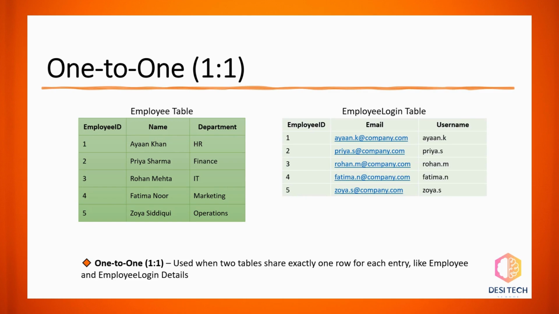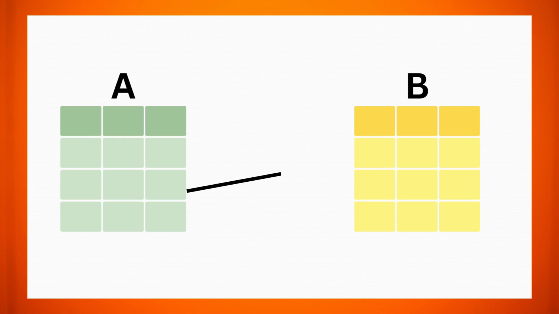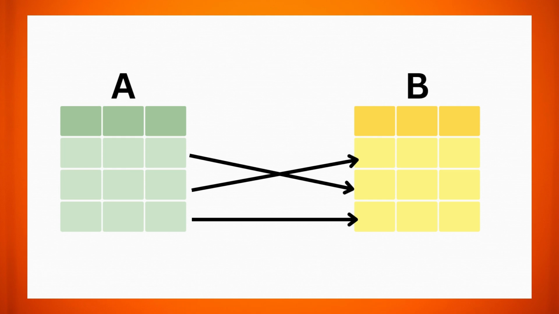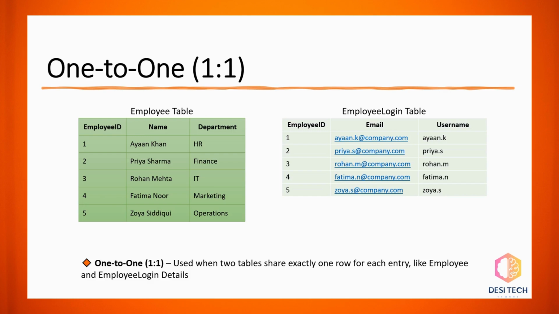Now let's talk about the one-to-one relationship. This means each record in table A is connected to only one record in table B, and each record in table B is connected to only one record in table A. Let me show you with an example.